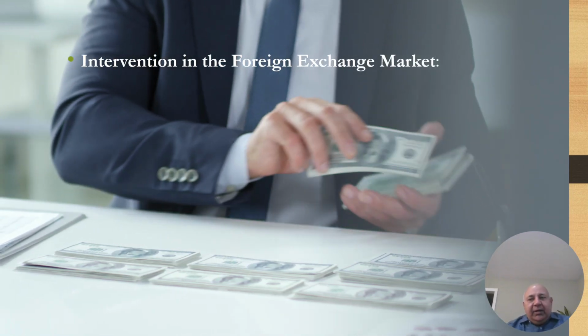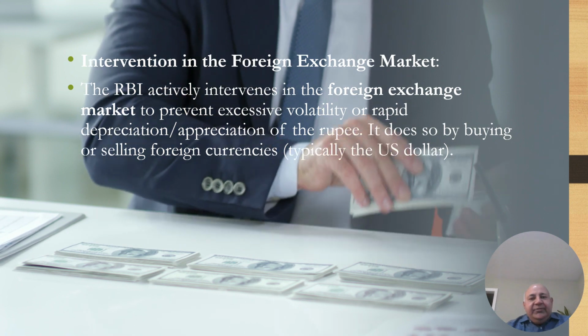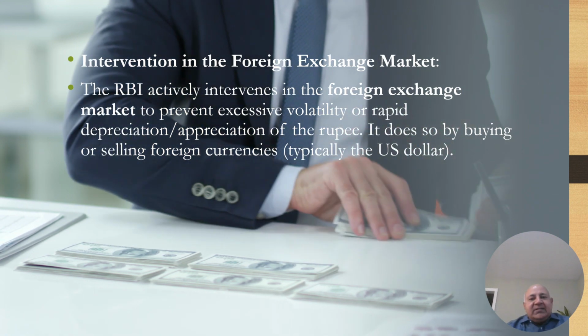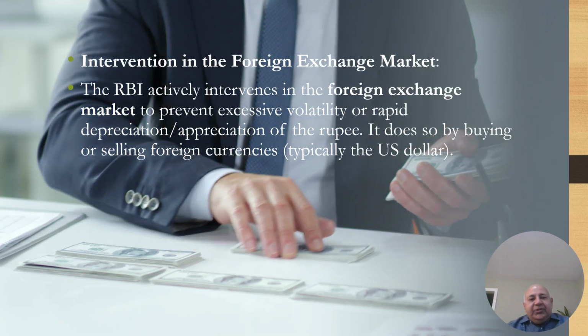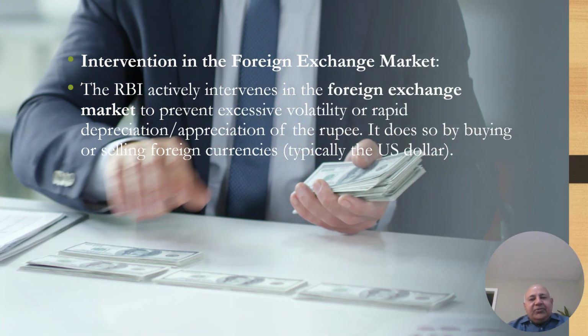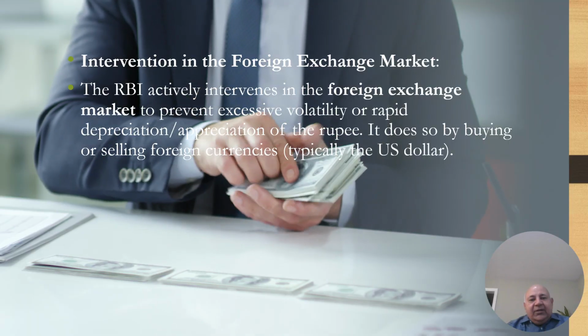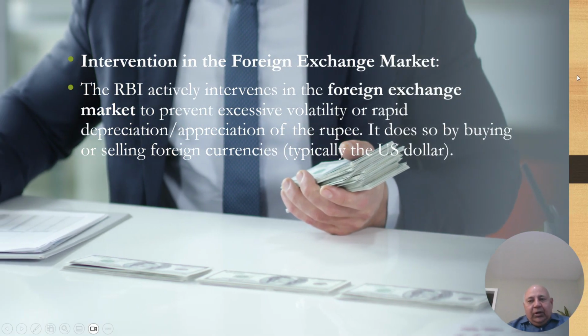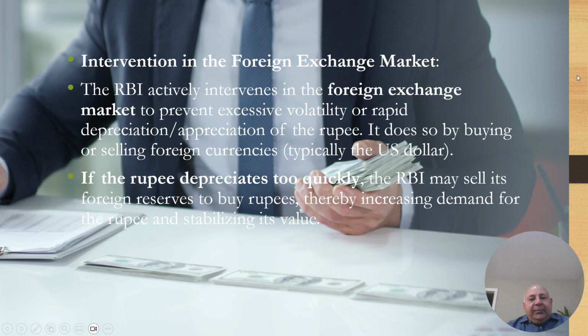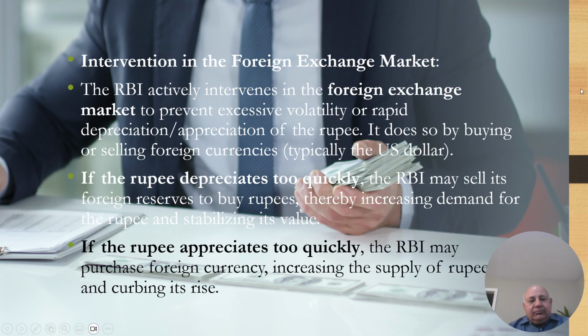Interventions in the foreign exchange market. The RBI actively intervenes in the foreign exchange market to prevent excessive volatility or rapid depreciation or appreciation of the rupee. It does so by buying or selling foreign currencies, typically the US dollar. If the rupee depreciates too quickly, the RBI may sell its foreign reserves to buy rupees, thereby increasing demand for the rupee and stabilizing its value. If the rupee appreciates too quickly, the RBI may purchase foreign currency, increasing the supply of rupee and curbing its rise.